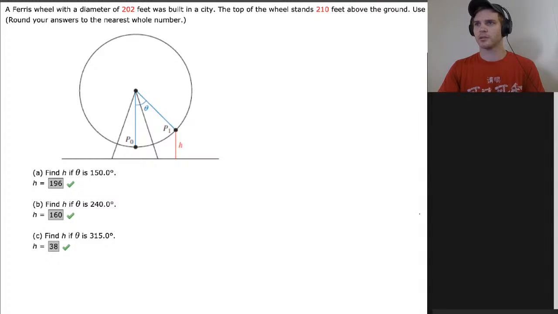So I was on a problem, and I think I was making it too difficult. Okay, so this is the problem that we've got here. The diameter is given as 202 feet, which means the radius is half of that, 101 feet. And the top of the wheel stands 210 feet above. So this whole thing here is the diameter, which is 202, which means that little bit right there is 8 feet.